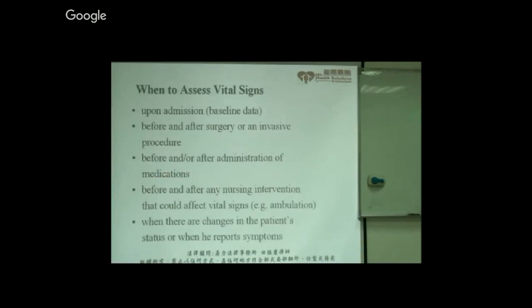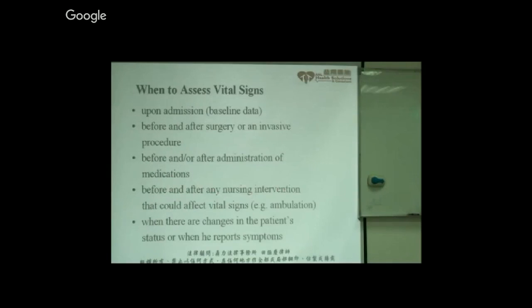No, this medication means those medicines that may affect the vital signs. I give you an example, like if the patient has fever and then you give Panadol, you have to check again. Especially those medications that affect the heart rate and the RR, respiratory rate.